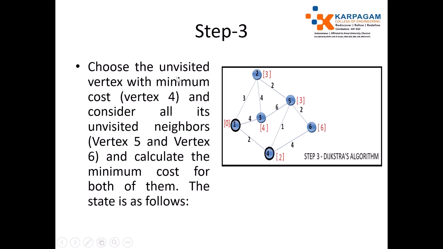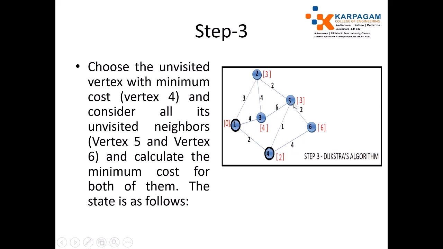Next, choose the unvisited vertex with minimum cost. We have updated costs now: here 3, here 4, here 2. Which one costs less when compared to the other vertices? From the explored 2, 3, 4, the less cost is 2, which corresponds to vertex 4. So choose the unvisited vertex with minimum cost, that is vertex 4, and consider all its unvisited neighbors, that is vertex 5 and vertex 6, and calculate the minimum cost for both of them.